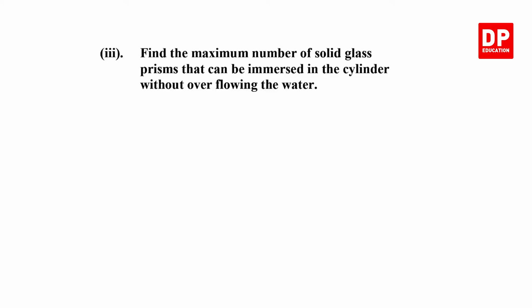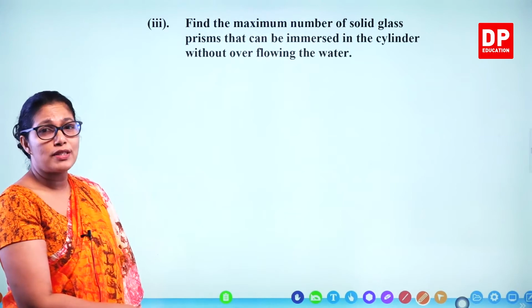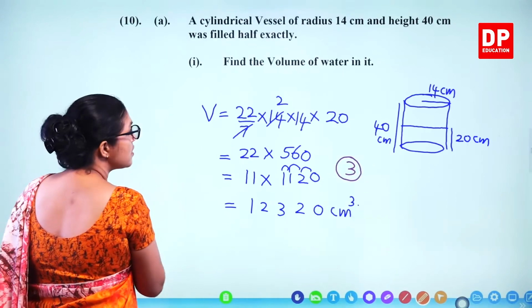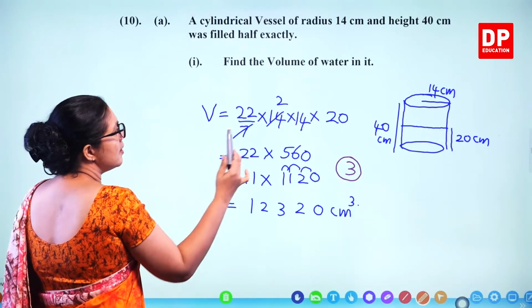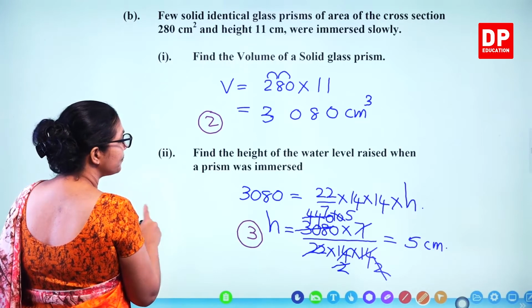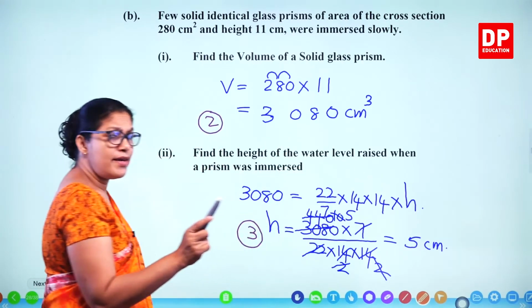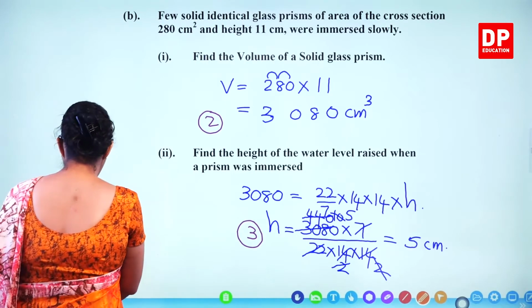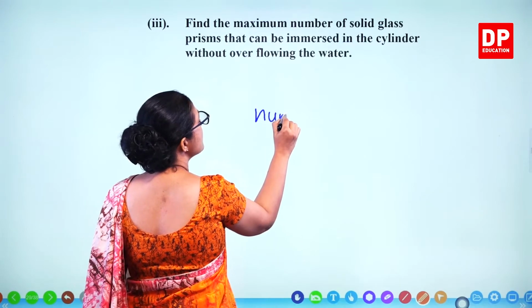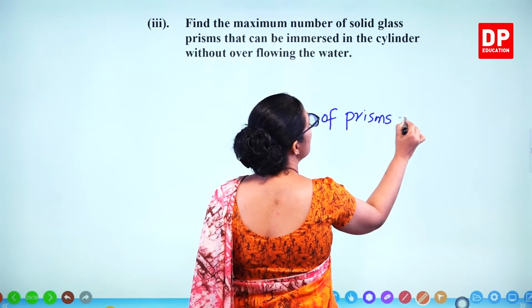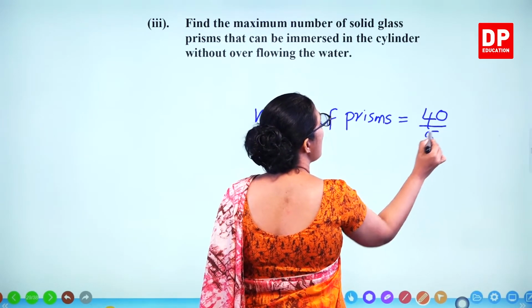Part 3. Find the maximum number of solid glass prisms that can be immersed in the cylinder without overflowing the water. So that means the maximum height increased is up to 40. That's the full height. So here, what's the volume of one prism? We know from one prism, 5 centimeters. So up to 40. So how many prisms? Easily you can find the number of prisms is equal to 40 is the maximum height, each one 5.